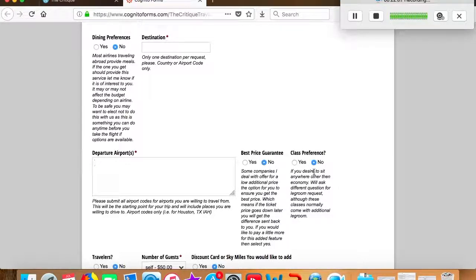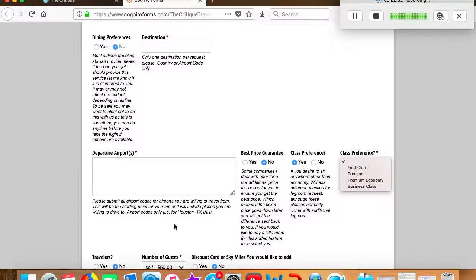If it is a preference to you, just know in advance your budget's going to have to be bigger, because it's going to cost more for those tickets. So click yes if this is something you should explore. And as you see, for class preference, I have the options: first class, premium economy, and business class. So you can choose which one works for you.